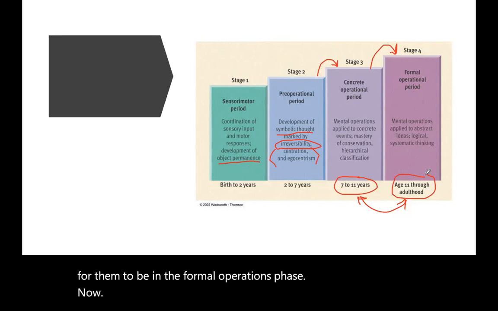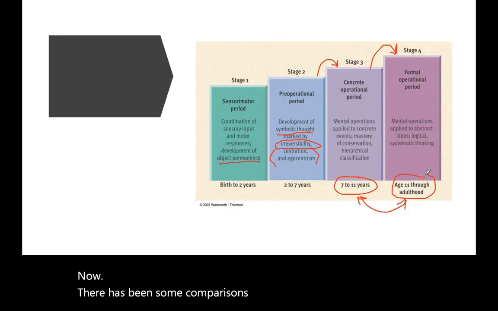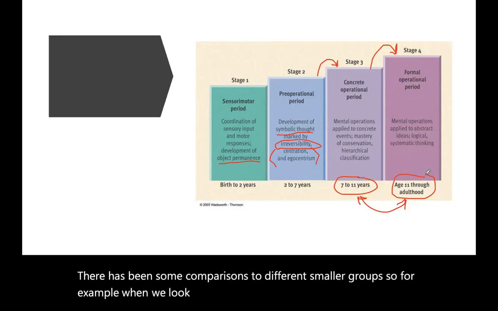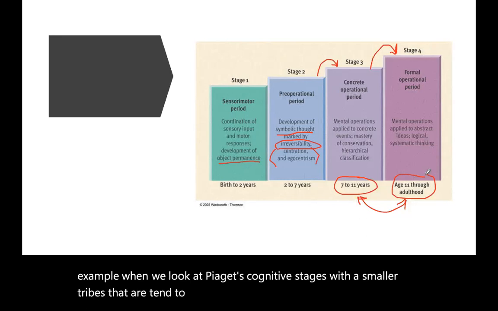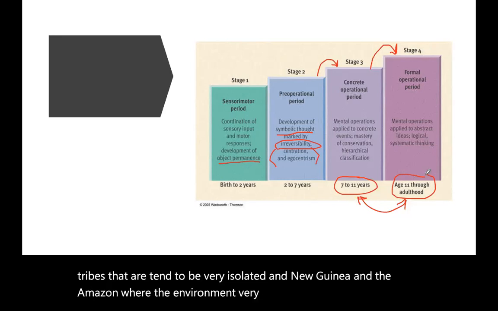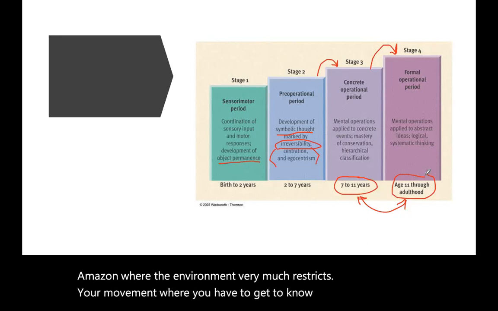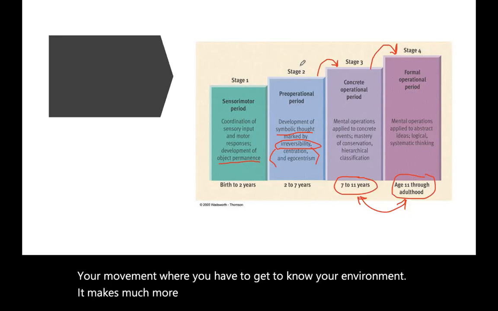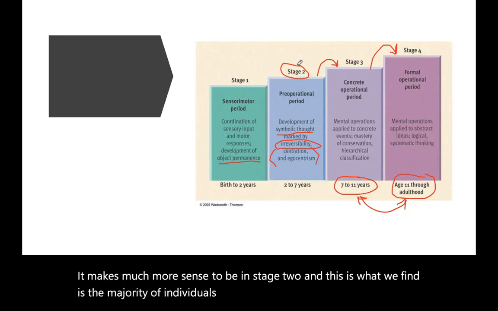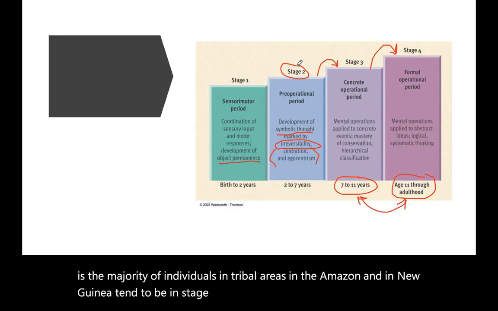Now, there has been some comparisons to different smaller groups. So for example, when we look at Piaget's cognitive stages with smaller tribes that tend to be very isolated in New Guinea and the Amazon, where the environment very much restricts your movement, where you have to get to know your environment, it makes much more sense to be in stage two. And this is what we find is the majority of individuals in tribal areas in the Amazon and in New Guinea tend to be in stage two. Because what do you need in this?